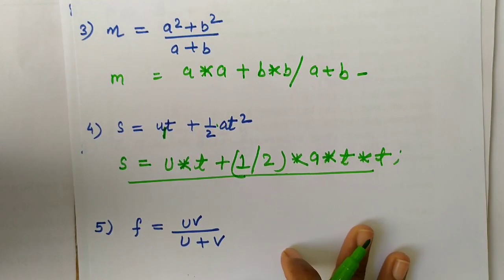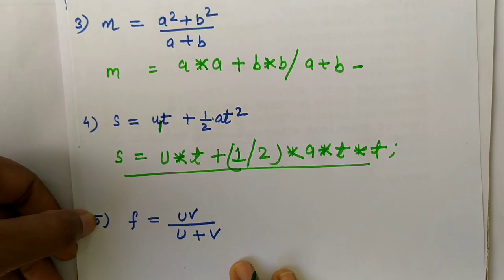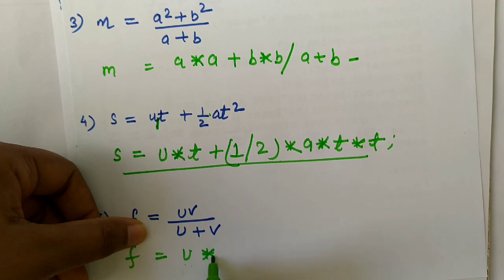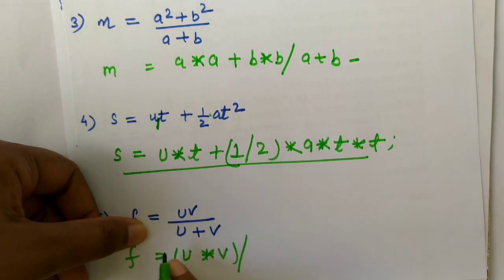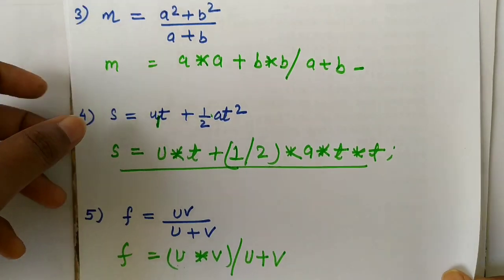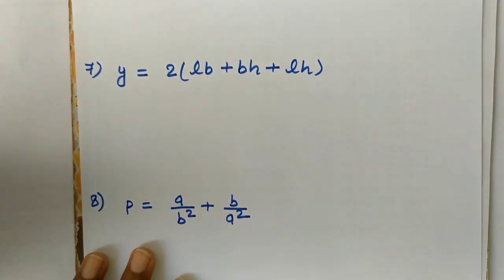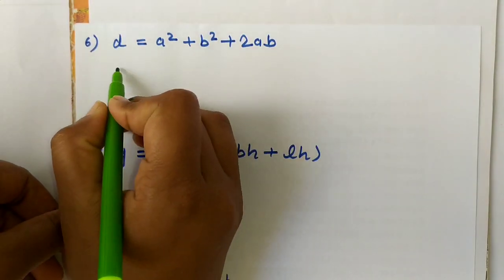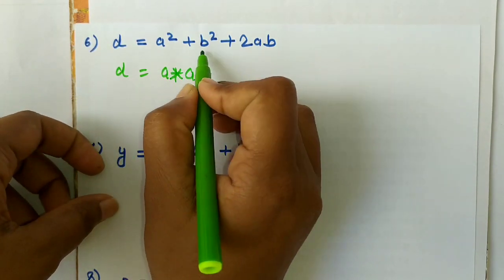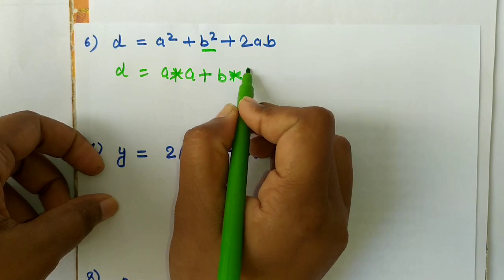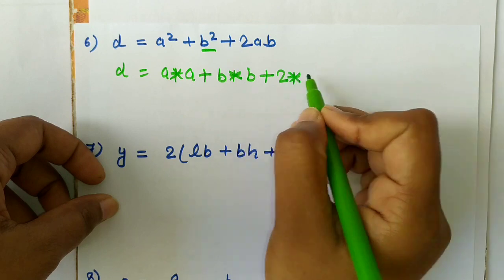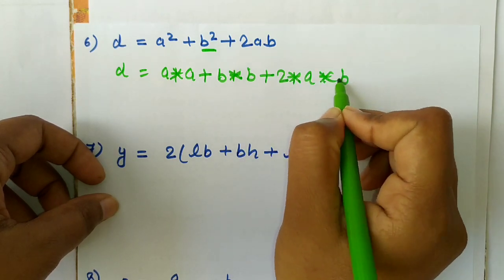The next question is f = uv divided by u plus v. So we write f = u * v / (u + v). The next question is again a Java expression: d = a square plus b square plus 2ab. So d = a * a + b * b + 2 * a * b.